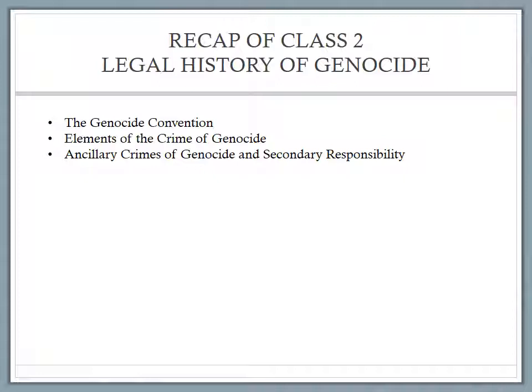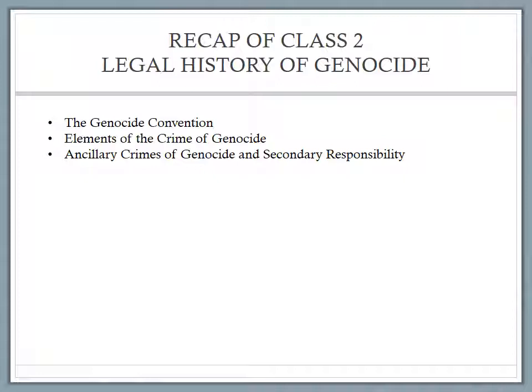We looked further at the Article 2 convention definition of genocide, which includes an actus reus and a mens rea for perpetration of genocide, the actus reus being the prohibited acts, and the mens rea requiring two types of intent: general intent to commit the underlying crime, as well as the specific intent, the dolus specialis, which is the intent to destroy in whole or in part a national, ethnical, racial, or religious group as such.